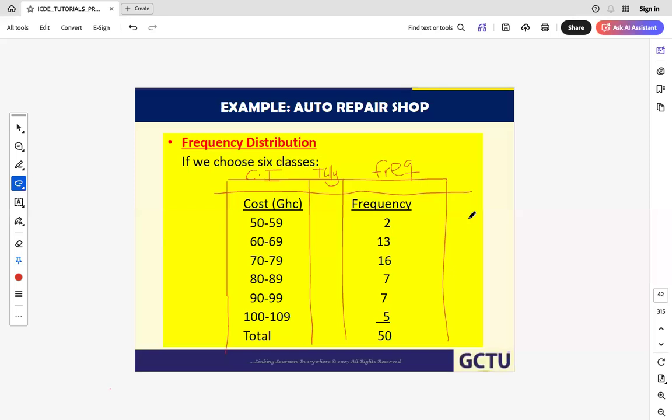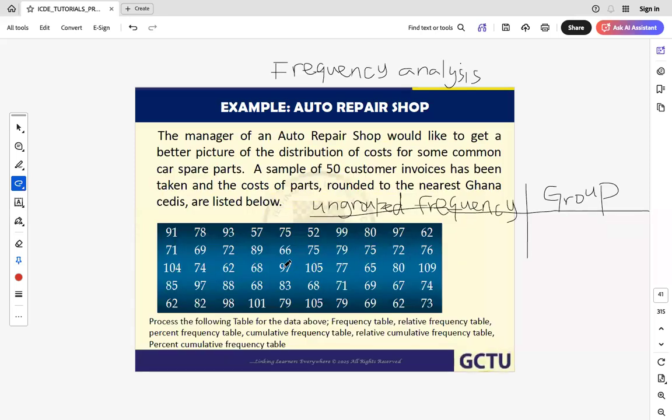So look at the state of these numbers now. They are scattered. These numbers are supposedly money on invoices. So when somebody displays monies like this for you, you have 1, 2, 3, 4, 5. You have 1, 2, 3, 4, 5, 6, 7, 8, 9, 10. So you have 50 invoices. First invoice, 91. Second, 78. And so on and so forth. These are 50 customer invoices for the cost of spare parts.